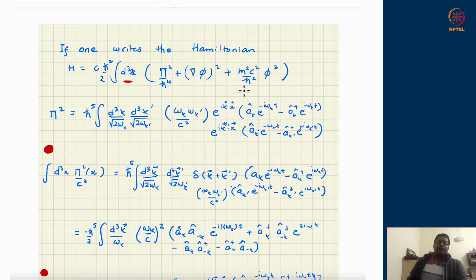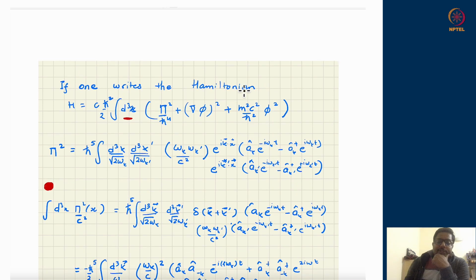So just to appeal to the definitions, I need to know what is pi and I need to square it. I need to know what is the gradient of phi, I need to square it, and I need to know what is phi itself. I need to square that. So let us do bit by bit.